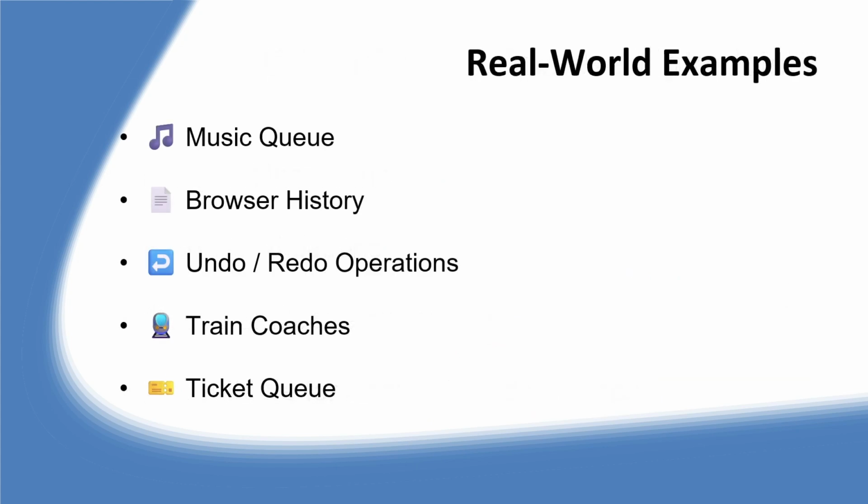Linked list is useful in many real world scenarios. For example, browser history, where you move backward and forward between the pages. Undo and redo operations in editors, music queues, train coaches connected in sequence, and ticket queues. These are the real world examples where linked lists are used. These scenarios benefit from efficient insertion, deletion, or traversal.